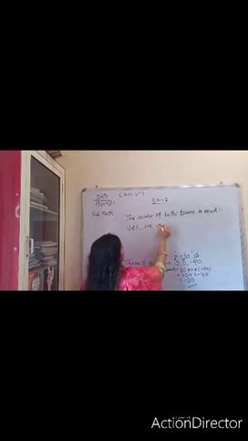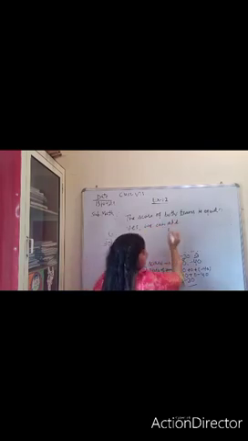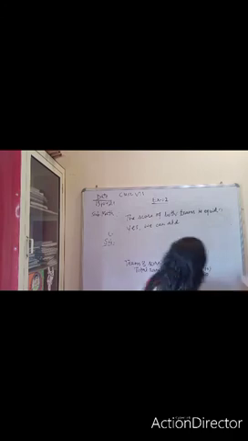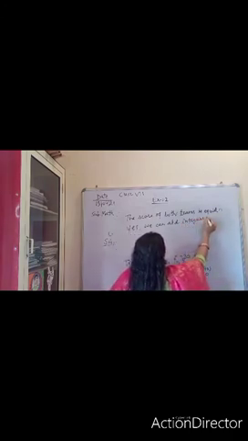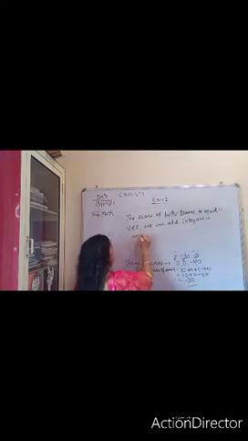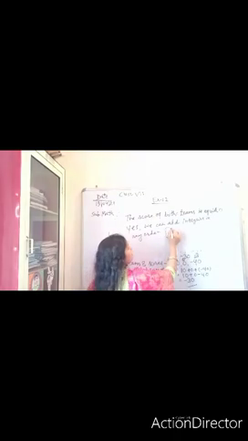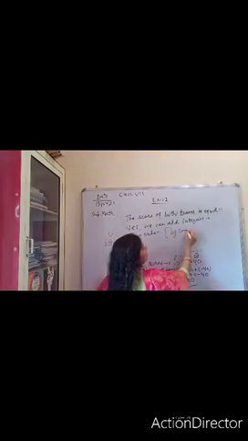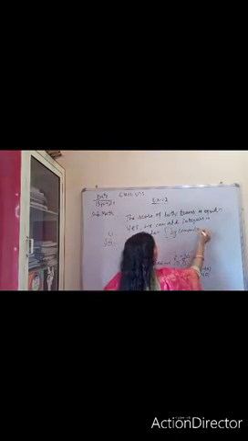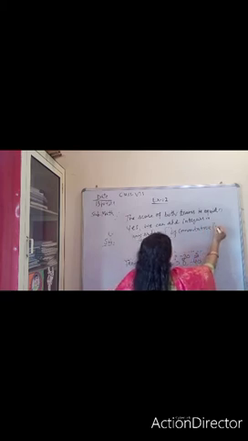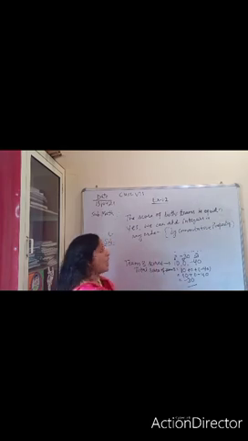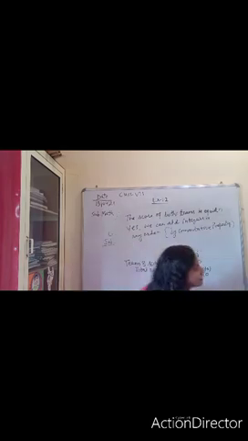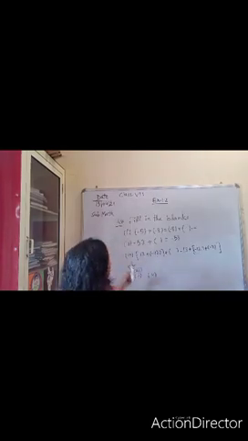We can add integers or numbers in any order. We can add integers in any order by commutative property. Okay, that's it. Now move on to question number 4.